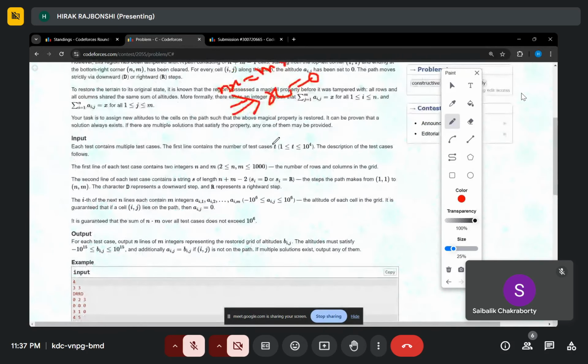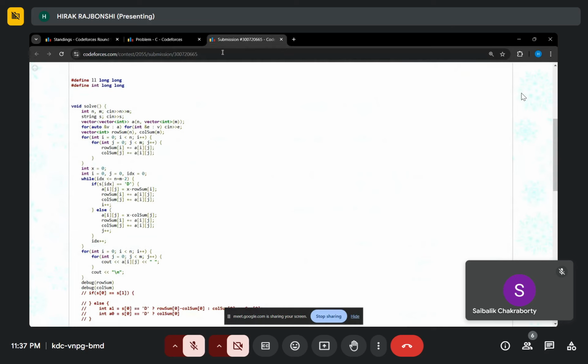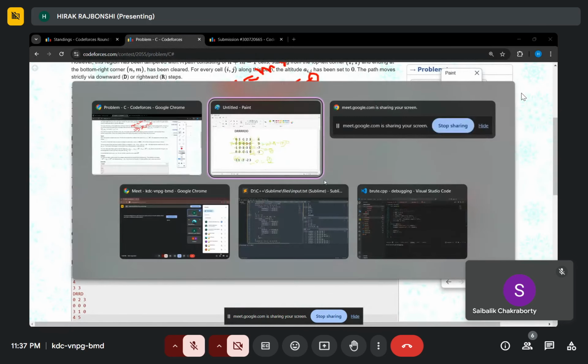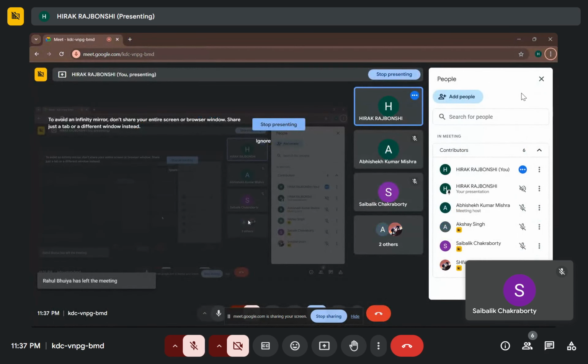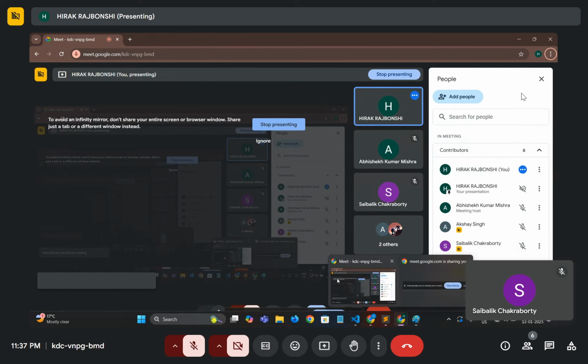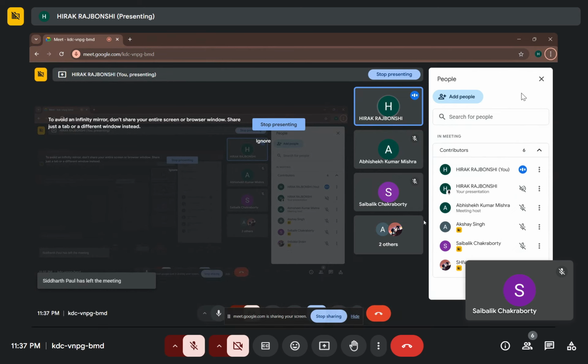So if we go to the implementation, if anyone has any doubt till now? Give me a thumbs up if it is clear. Hello, hello, am I audible?